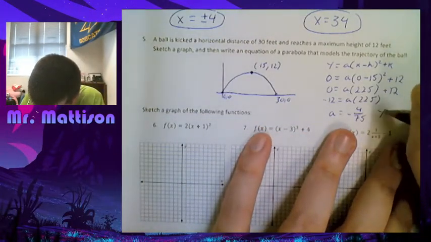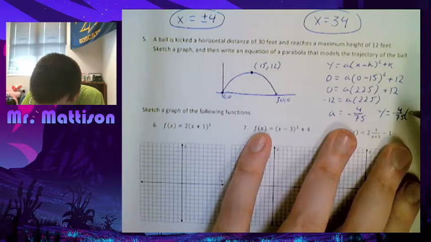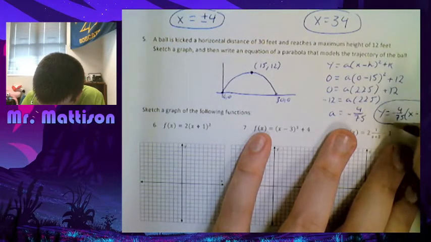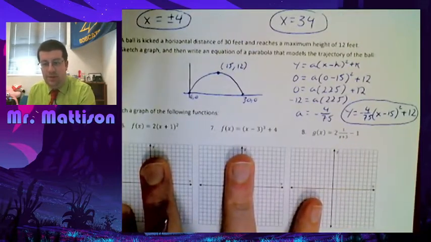That would be y is equal to negative 4/75 times x minus 15 squared plus 12. And there would be my equation. Nope, you can't see it. There we go.